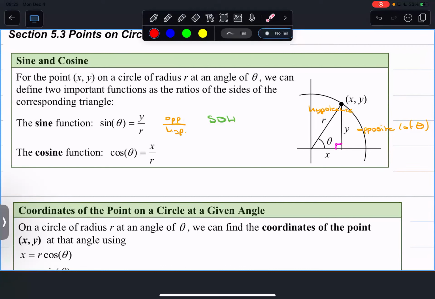I feel like I've heard a weird take on SOHCAHTOA, but I can't remember what it is. But hopefully SOHCAHTOA is what you're familiar with.